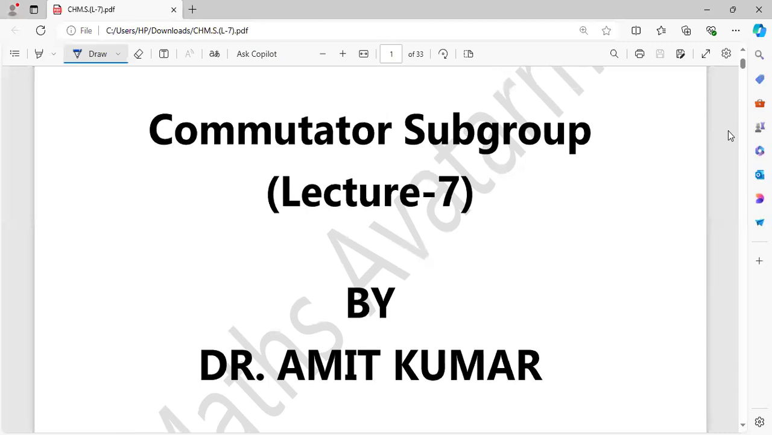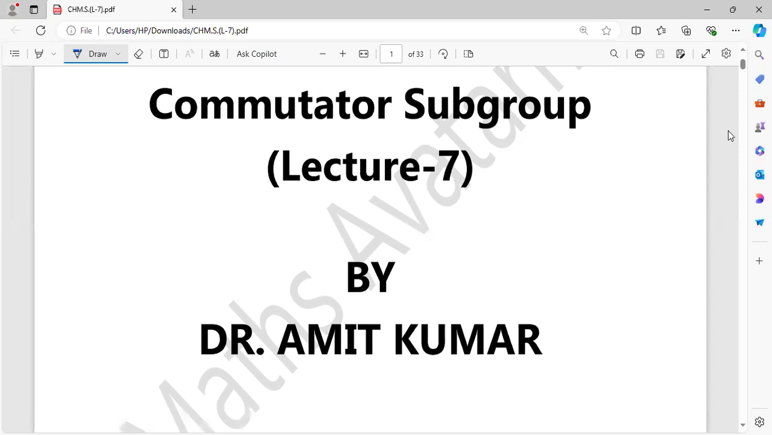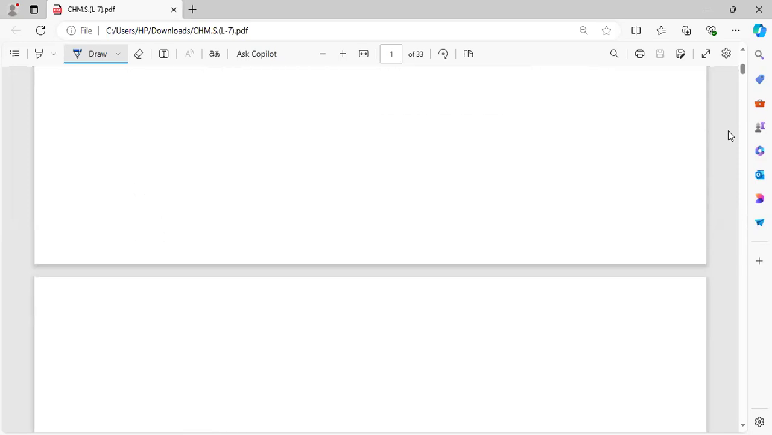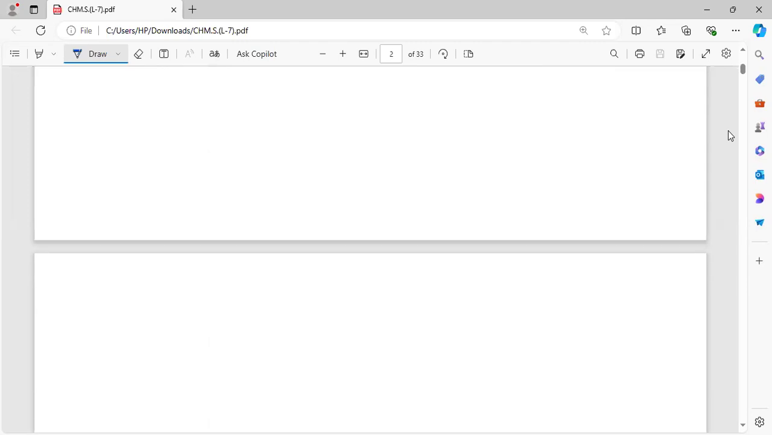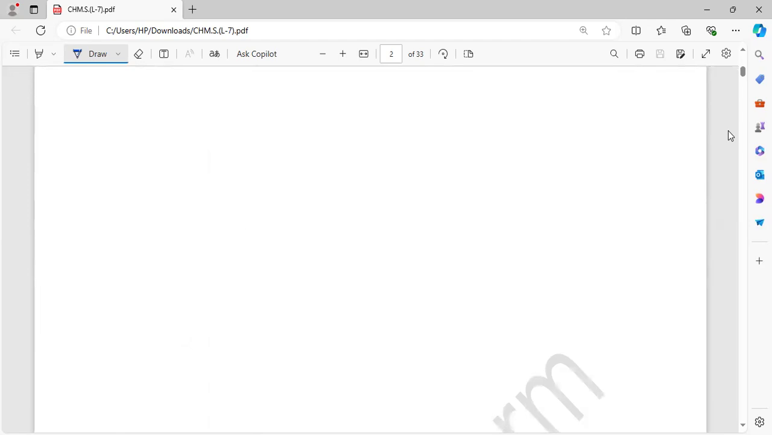So today we are going to see the 7th lecture on commutator subgroup. We will show in this lecture that the commutator subgroup of the group G is a characteristic subgroup. So what is the result? We are calling this theorem.